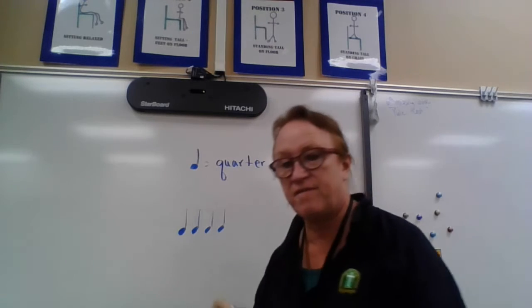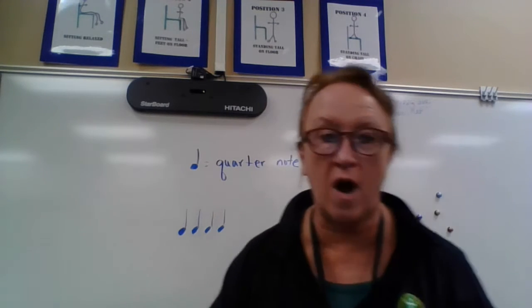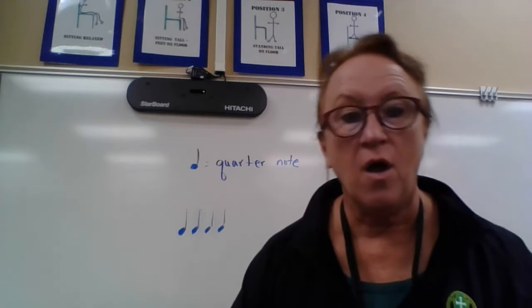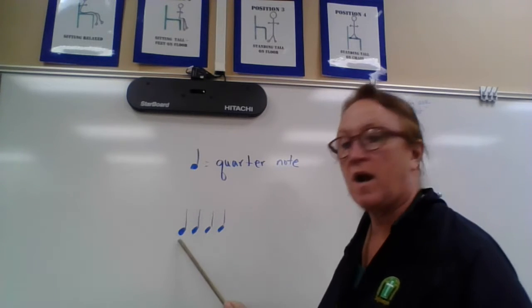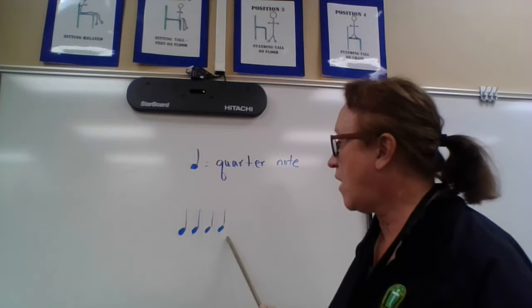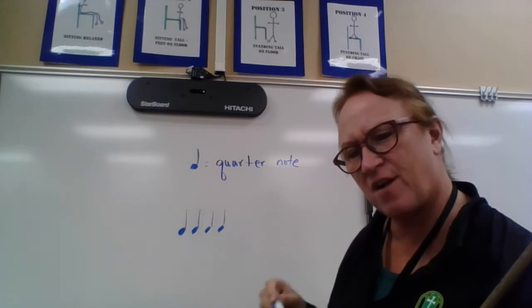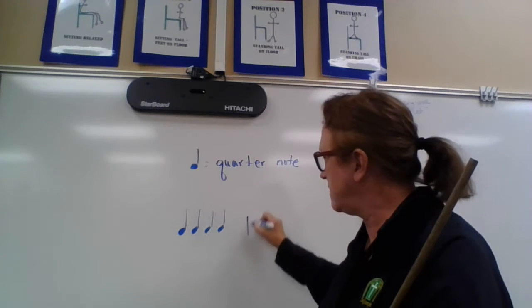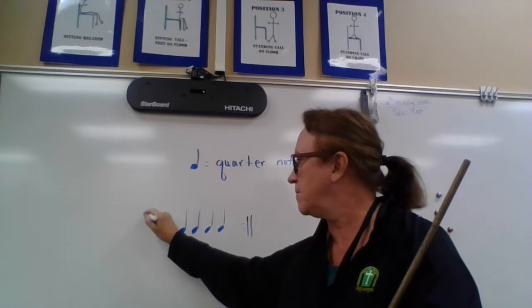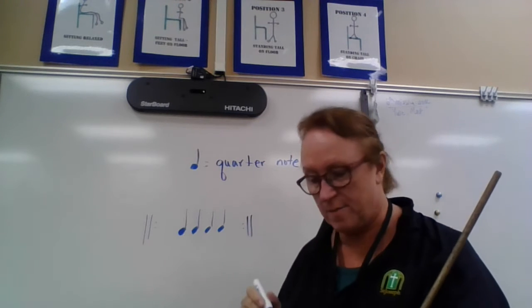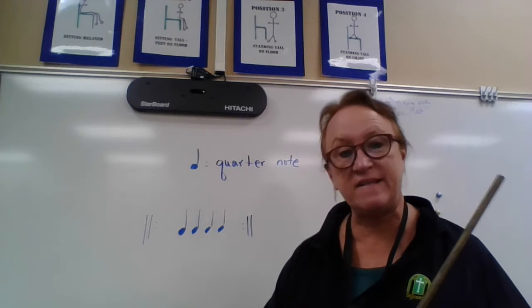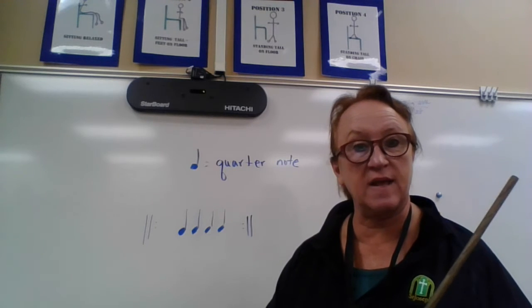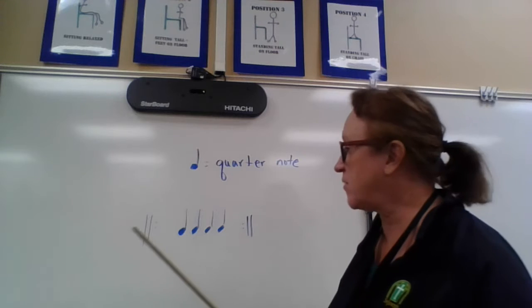Quarter notes are not very fast, so they kind of go like walk, walk, walk, walk. And so sometimes when we see them, we say walk, walk, walk, walk. And remember, in kindergarten, we learned what this was. If there are 2 lines and 2 dots, do you remember what that means? It's called the big fancy word repeat sign, which means you go back to the beginning and do it again. So let's clap it and say it with me this time.